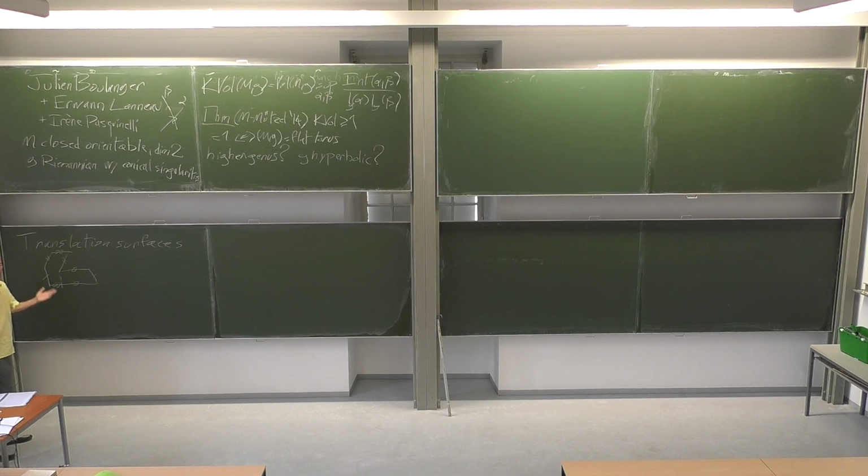And a nice thing about translation surfaces is that they come with a GL2R action. Because I have this polygon in the plane, I can act on it by some matrix, and the new polygon will still have its sides parallel and with the same length.